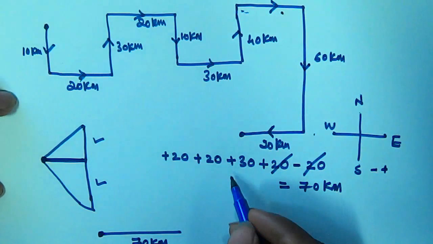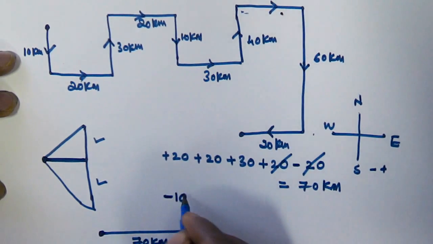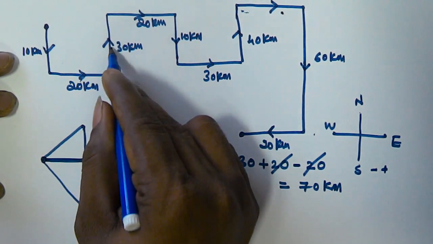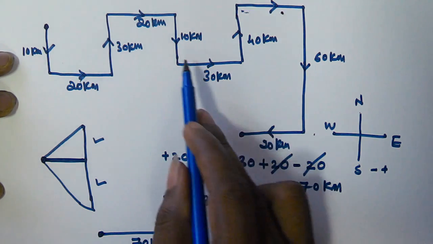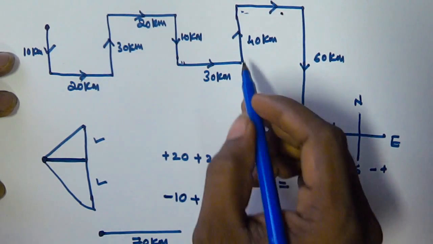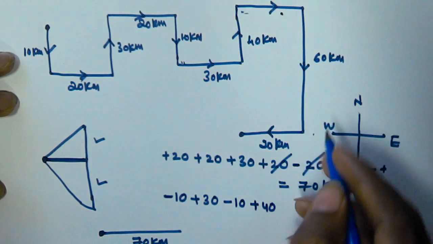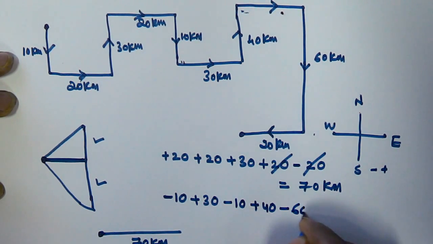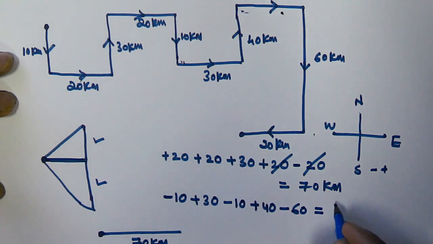downwards, right? The first 10 kilometers he traveled downwards, so I am taking minus 10. Again this 30 kilometers traveled upward, so I am taking plus 30. After that this 10 kilometers he traveled downward, so again minus 10. Here 40 kilometers is traveled upwards, so that is plus 40, and here 60 kilometers is traveled downwards, so that is minus 60. That's going to be equal to how much? Minus 60 plus minus 10 is minus 80, plus 70, so that is going to be minus 10 kilometers.